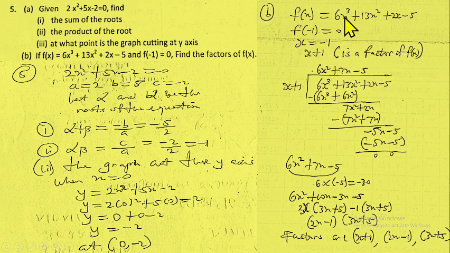So that means if I divide this by this factor, I'm supposed to get 0. So that's what I've done. Don't forget that a cubic polynomial will not have just one factor. You have to get the factors. That means you have to get 3 factors.